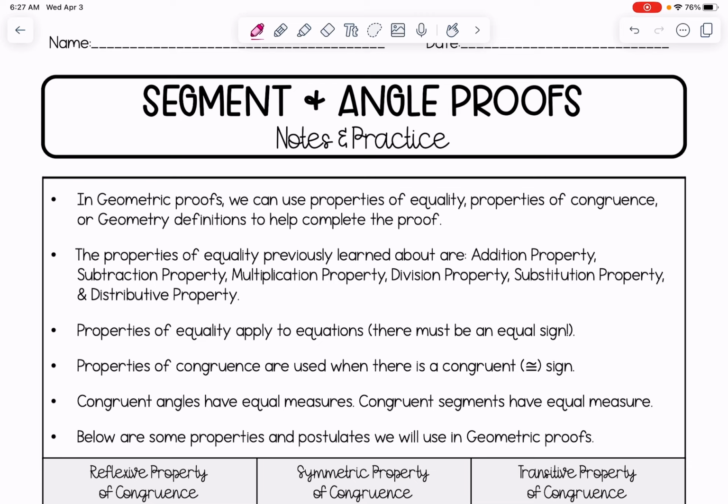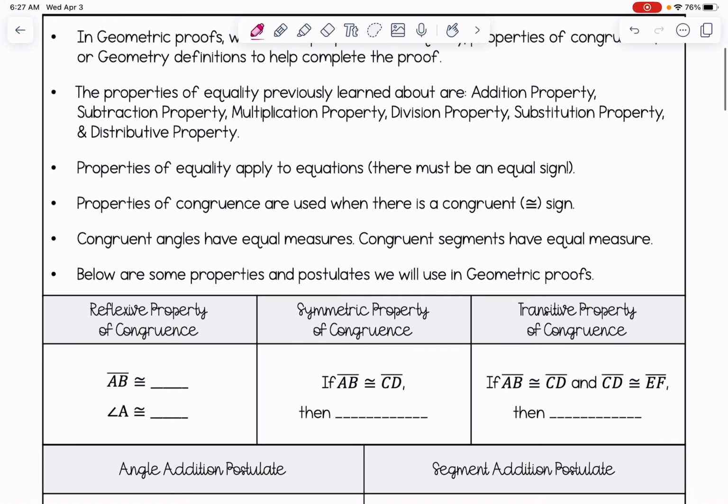Since we're calling these properties of equality, we should take note that these apply to equations, meaning there has to be an equal sign. Whereas in some proofs, you'll see the congruent symbol, and that's when you should use a property of congruence. Congruent angles have equal measures, and congruent segments have equal measure. And below are some properties and postulates we are going to use in these proofs.